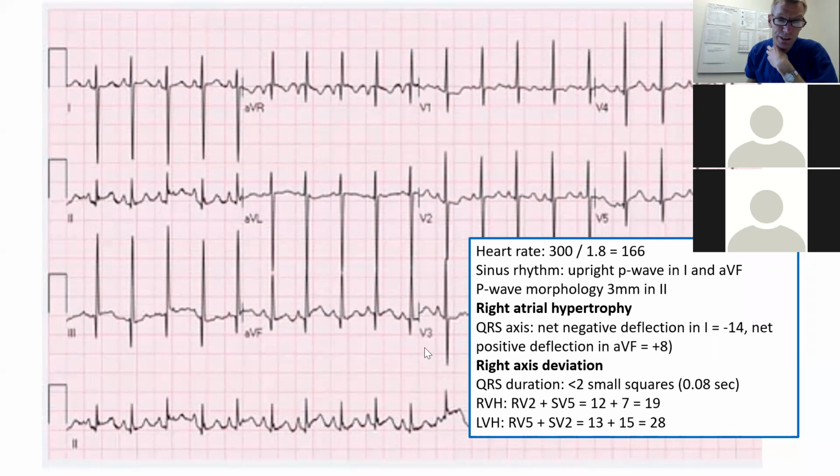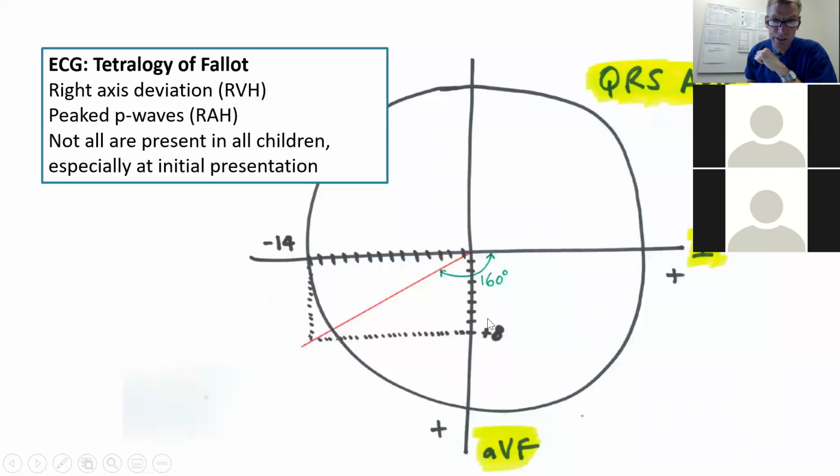And the net deflection in lead AVF is positive. It's about 8 up, isn't it? 5, 6, 7, 8, 11 up, and maybe 3 down. So that means it's 8 positive. And so when you draw the vector, if you think about the vector, I'm not sure that I've drawn that. Let me just see. Yeah, if you draw the vector that we talked about last week, then the net deflection in lead 1 is a large negative net deflection of minus 14, and the net deflection in lead AVF is plus 8.